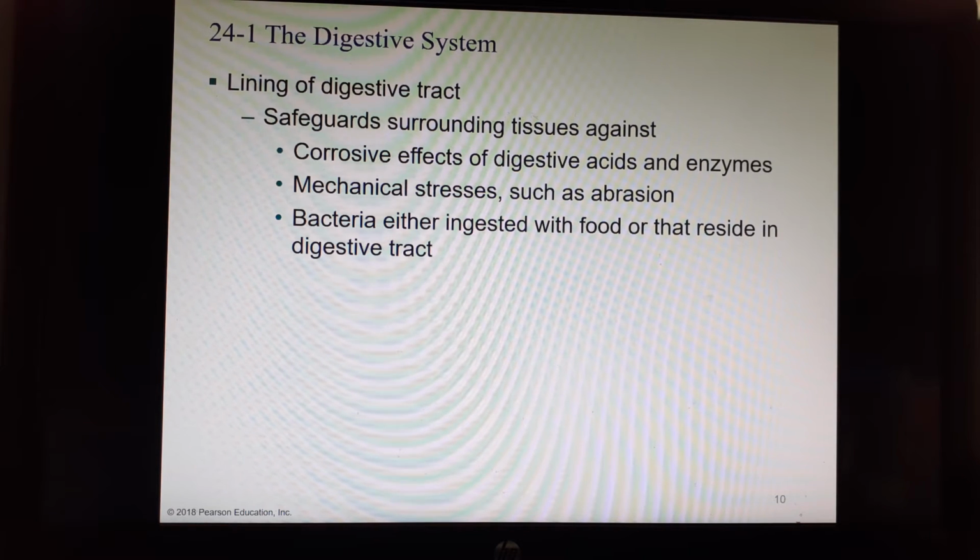My favorite example of abrasion, again, is that Dorito chip that gets stuck in your throat.